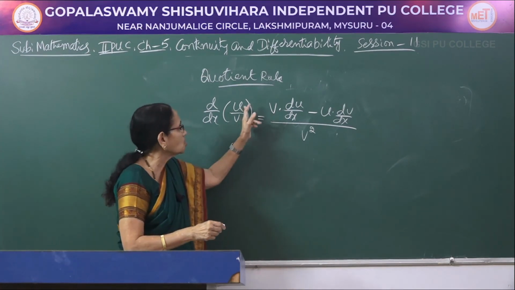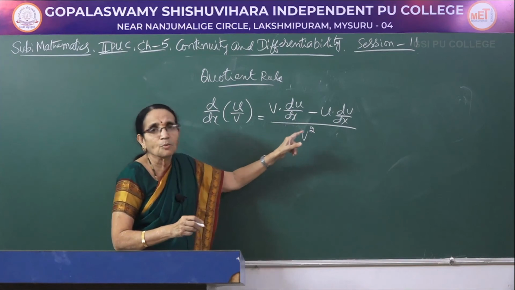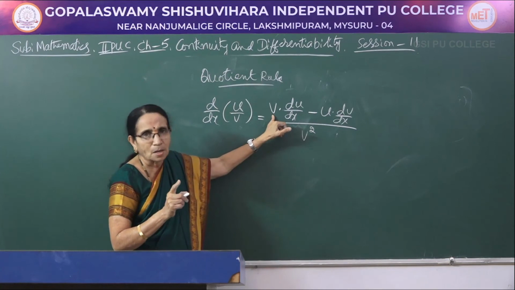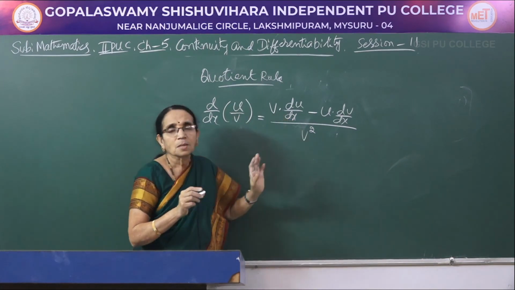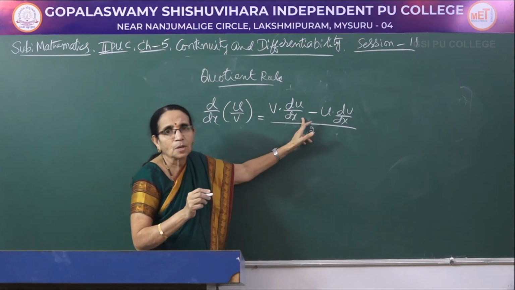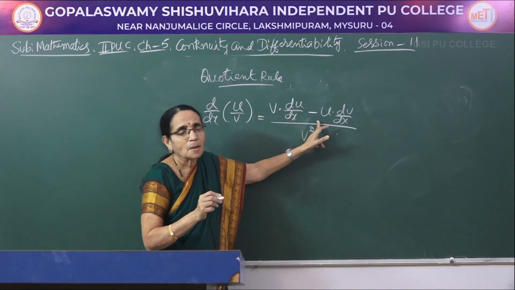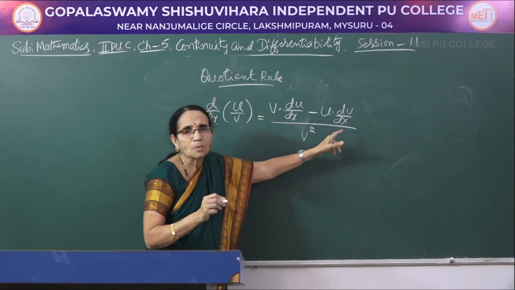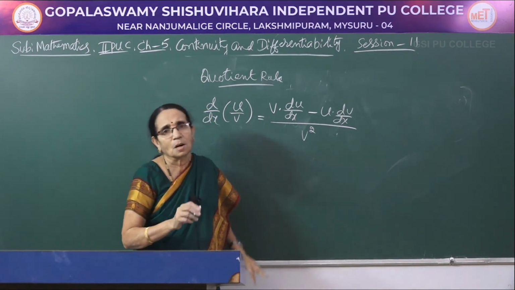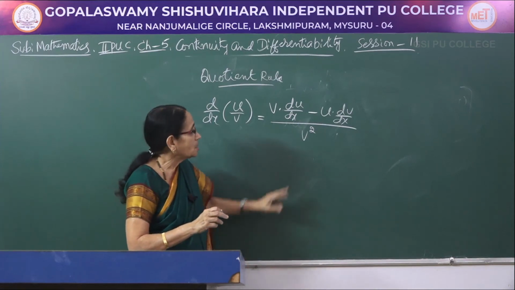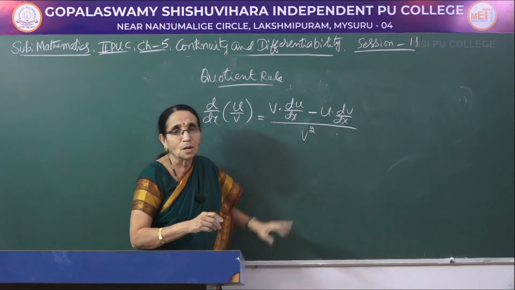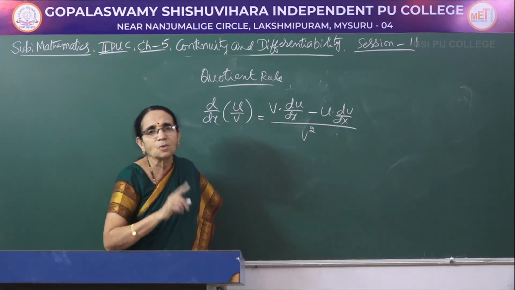Remember like this, u is the numerator, v is the denominator. And what does the formula say? v means the denominator. So, the denominator into du by dx, the derivative of the numerator, minus the numerator into the derivative of the denominator, whole thing divided by the square of the denominator. Okay. And many students write in this reverse order. They write this first and this afterwards. Numerically it would be the same, but the sign would be different.